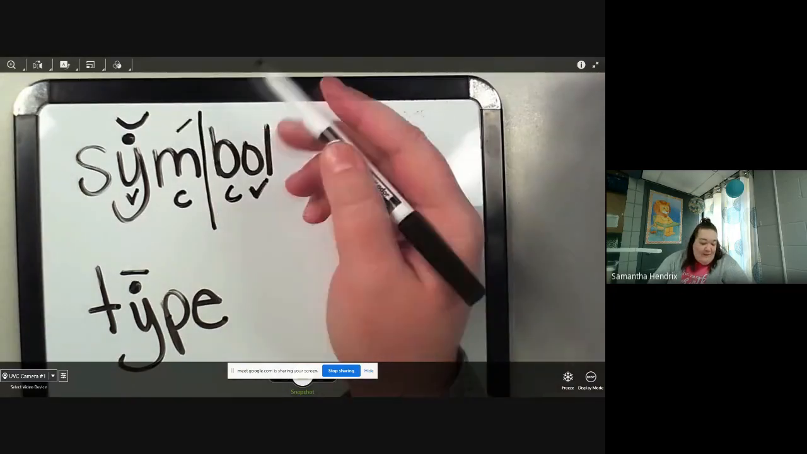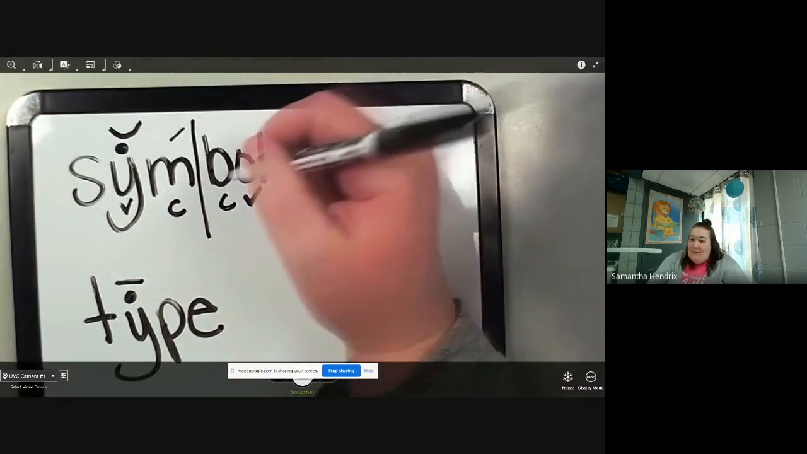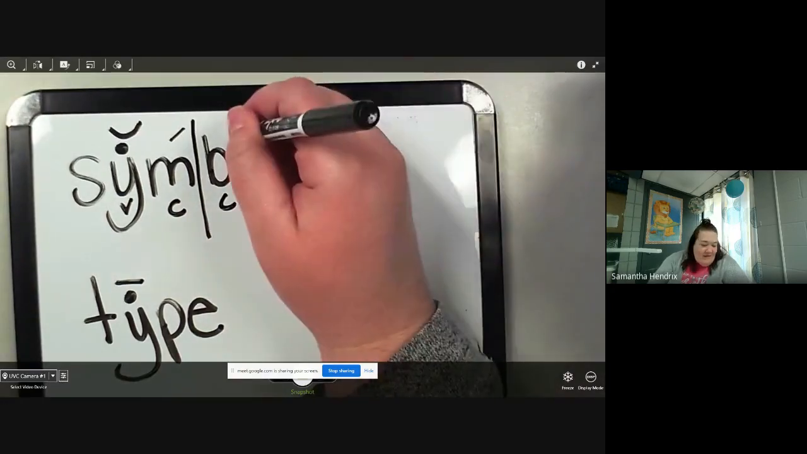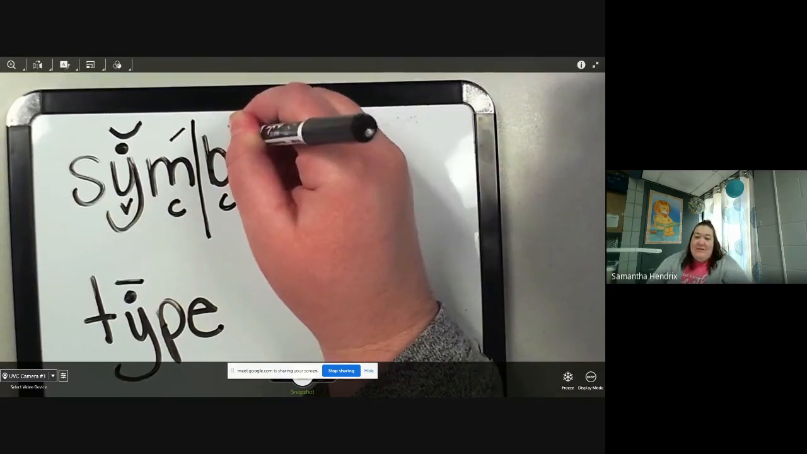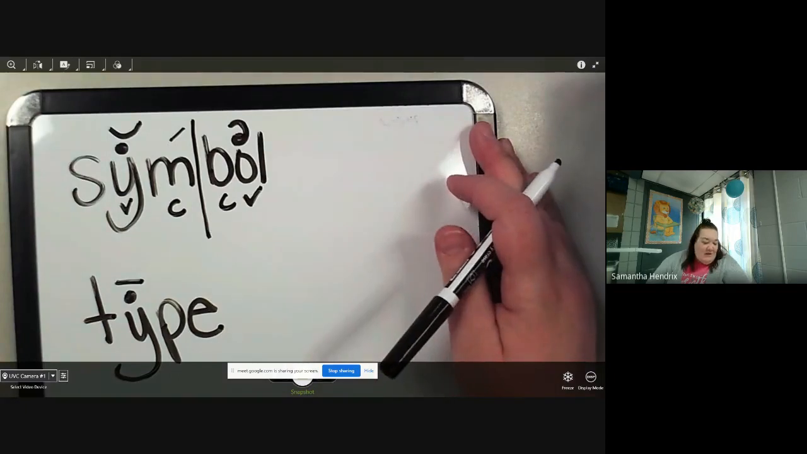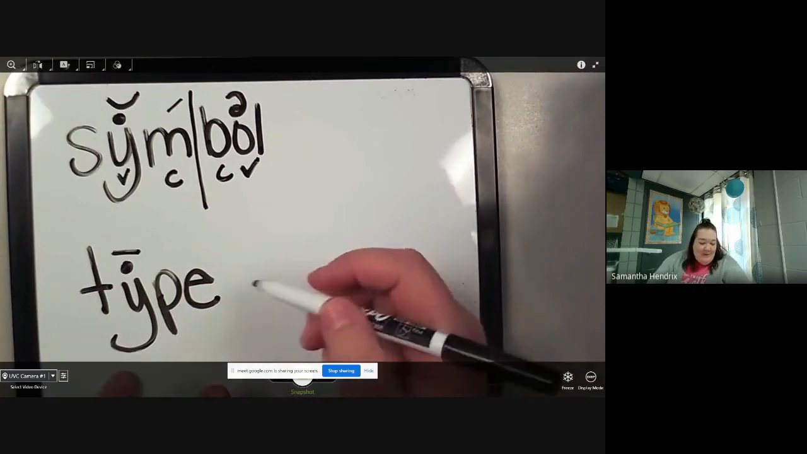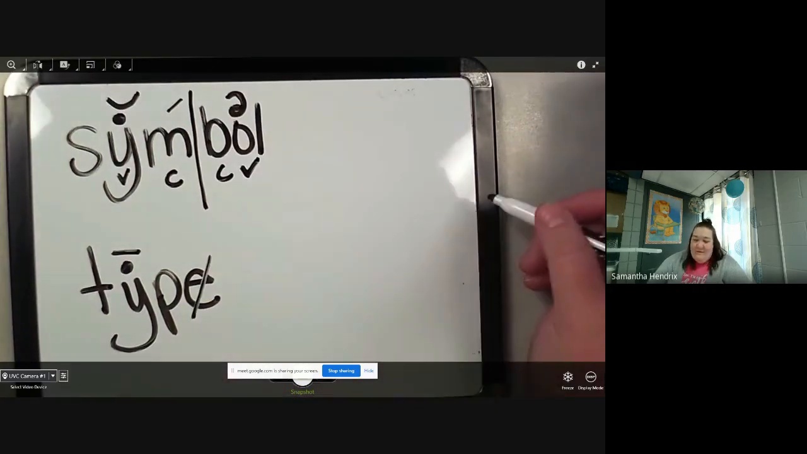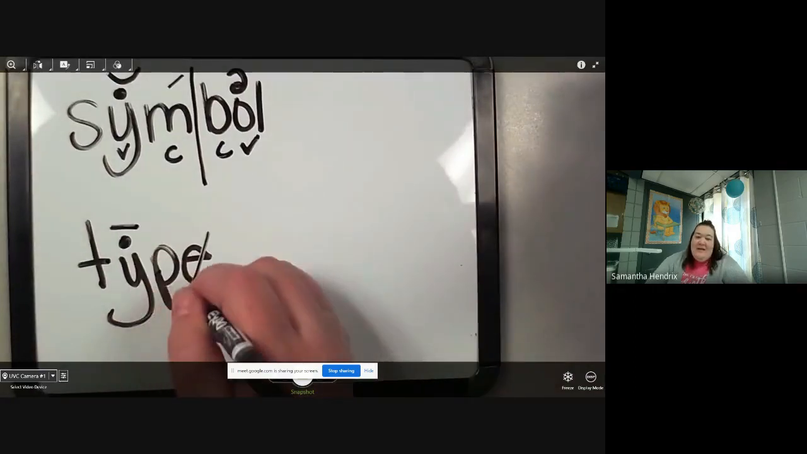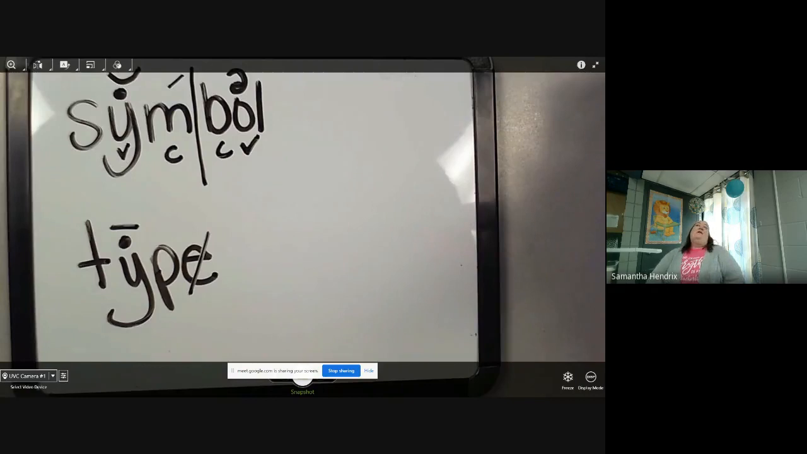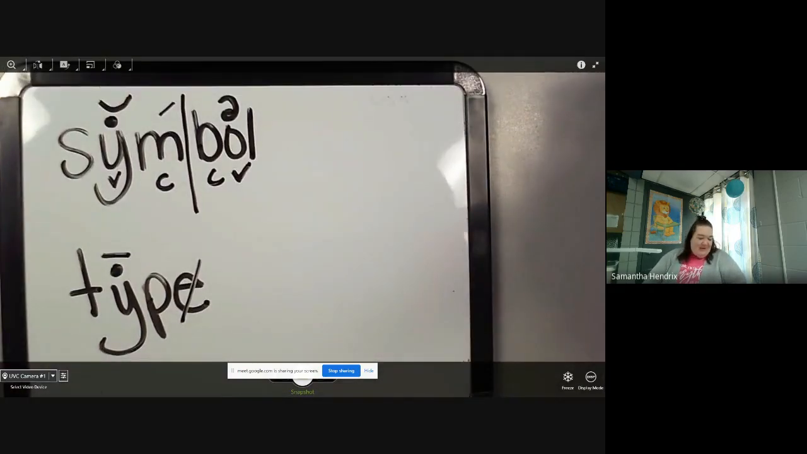Symbol. It's not BLE. I don't know that we've done one of these before. Over an O. So it gets a schwa over the O. Have we done one of those? I don't think so. Type. We've already done that. That's just the vowel consonant E. Okay. Whew, guys, I know. I'm right there with you.